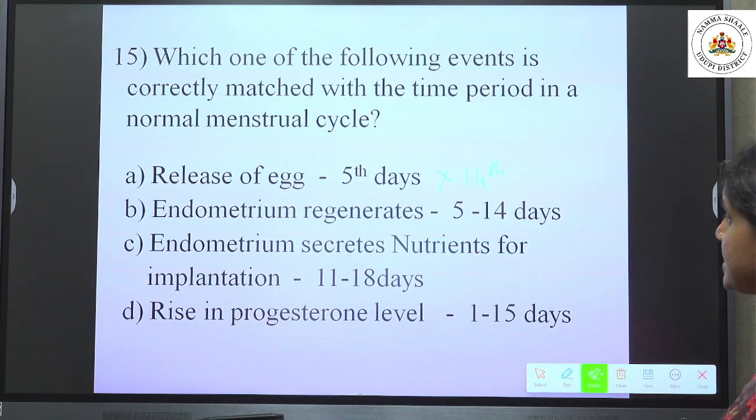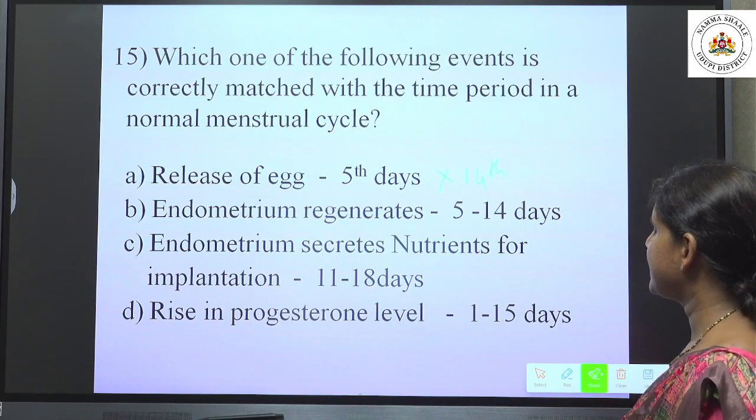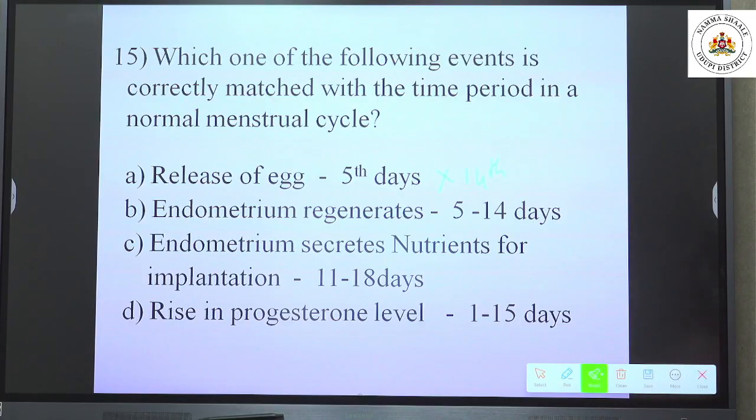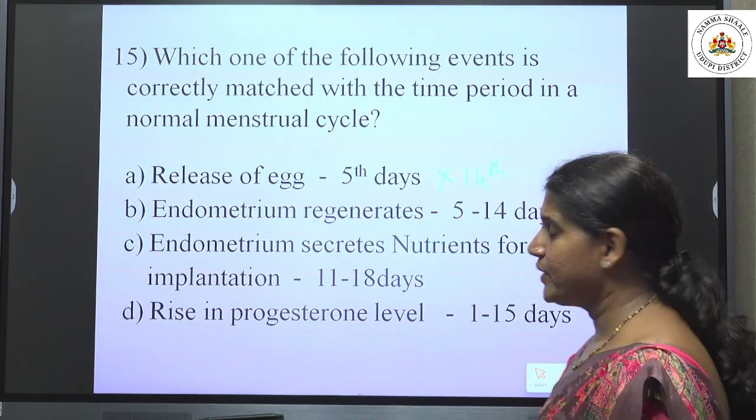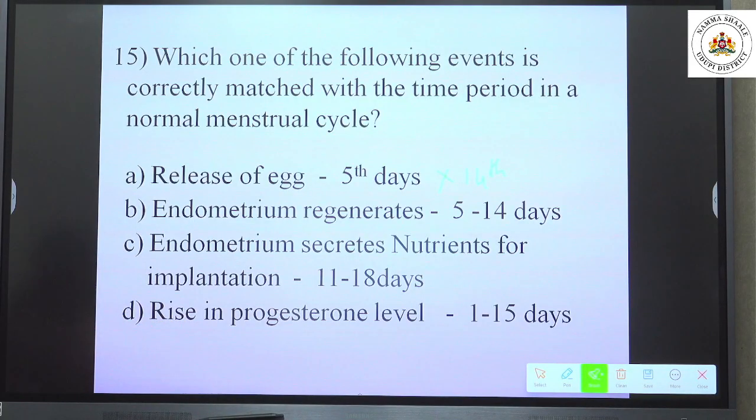And the second option is endometrium regenerates, that is 5 to 14 days, that is after luteal phase. And the third option is endometrium secretes nutrients for implantation, that is 11 to 18 days. And then the D is a rise in progesterone level, 1 to 5.